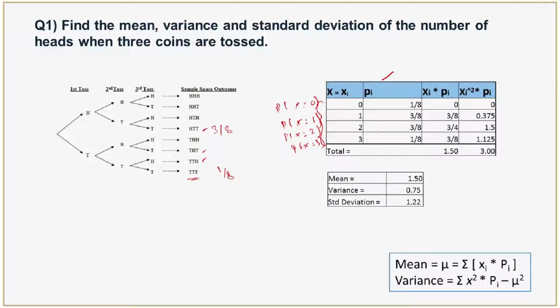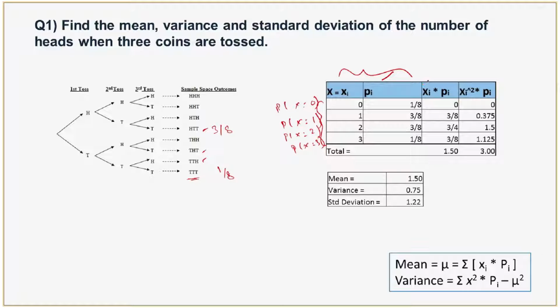Okay, so these probabilities tell us that the probability that the number of heads is 0 is 1 by 8, the probability that the number of heads is 1 is 3 by 8, the probability that the number of heads is 2 is again 3 by 8, and the probability that the number of heads is 3 is 1 by 8. Okay, so once you arrive at these two things, your job is done.